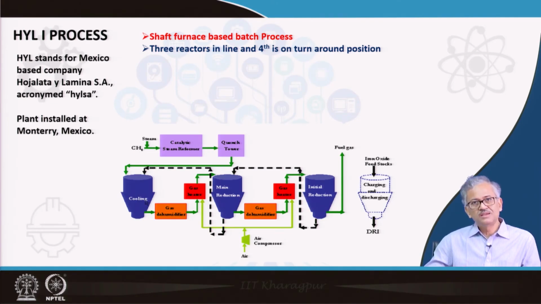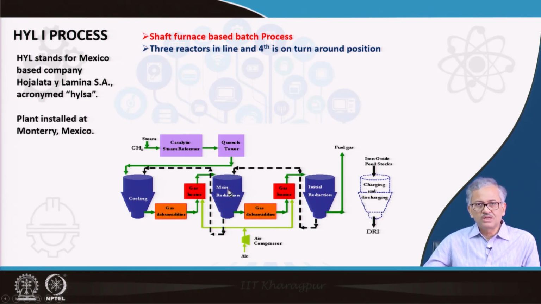So here the reformed gas enters that reactor, and this gas is used to cool the DRI produced, and in turn it gets preheated. So the gas gets preheated and the cooling of the DRI takes place. Obviously, although it is heated, it contains a lot of moisture from the DRI, it collects a lot of moisture. So this gas requires a dehumidifier.